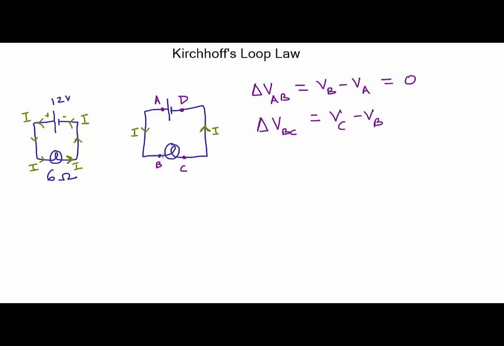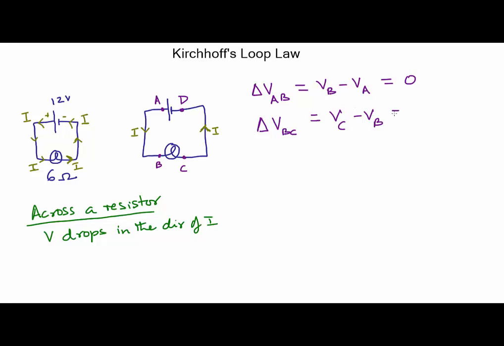And we know that when we go across a resistor, the potential in a circuit drops. So let me collect that fact over here. Across a resistor, potential drops in the direction of current. So since my current is going from B to C, C is at a lower potential than B is. So in this case, this would be a negative number. I'll come in a few minutes to what that number is.